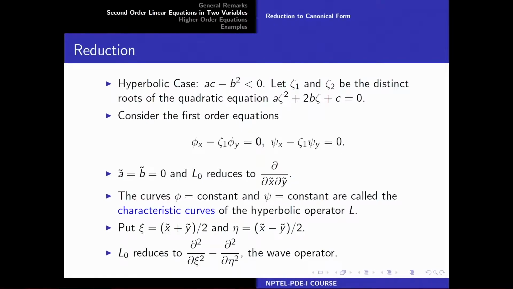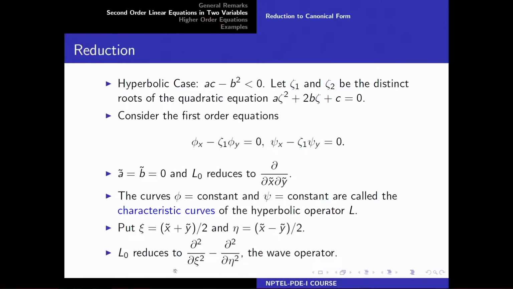So, this is a very simple transformation. The curves phi equal to constant and psi equal to constant are called characteristic curves of the hyperbolic operator L. Just like the first order equation, here there are second order equations, so there are two characteristic curves, two families of characteristic curves.